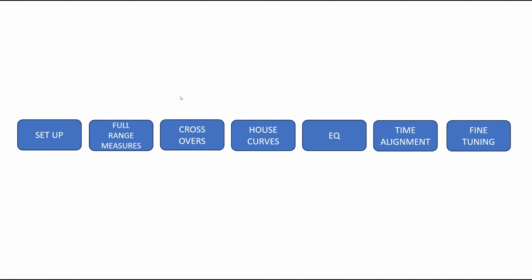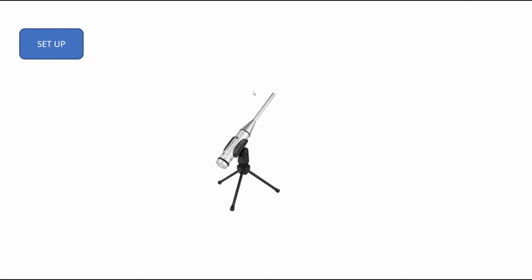And then once I've got those, I will set my crossovers. Then I will select my house curve targets for my individual speakers and my overall tune. Then I will EQ my speakers to those house curves. Then I will do my time and phase alignment, and then finally I'll do some fine tuning just to tweak the tune to suit my own personal preferences. And then the tune is done. So now I just want to take you through each of these steps in turn and go through a little more detail, starting with the setup.